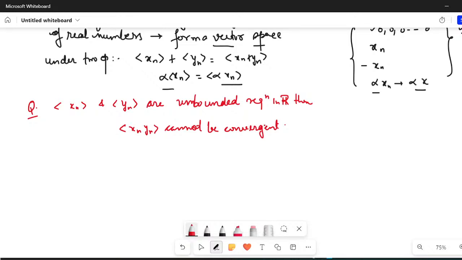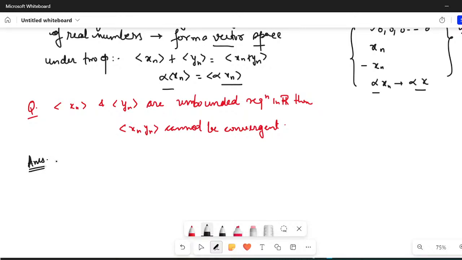So it says that if xn and yn are unbounded sequences in R, then xn into yn cannot be convergent. That is, if xn and yn are both unbounded, then the multiplication xn yn must be a divergent sequence. This is what it says. Is that always true? So the answer to this question is no, false. Why is it false? I'll give you an example.